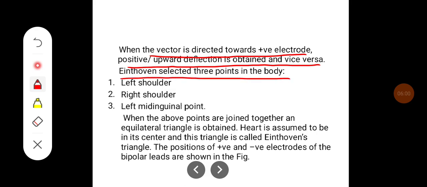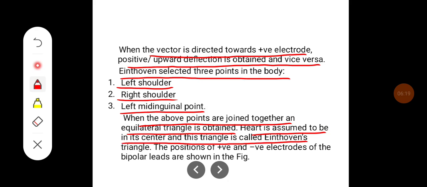Einthoven selected 3 points in the body, that is left shoulder, right shoulder, and mid-inguinal point. When the above points are joined together, an equilateral triangle is obtained. Heart is assumed to be in its center, and this triangle is called as Einthoven's triangle. The position of positive and negative electrodes of the bipolar leads are shown in the figure.